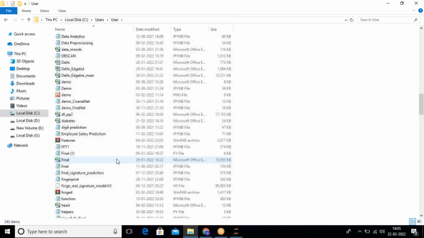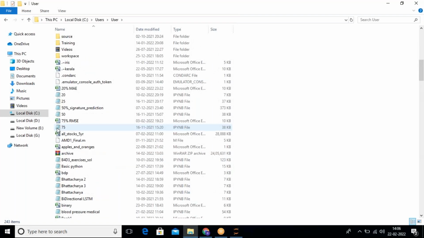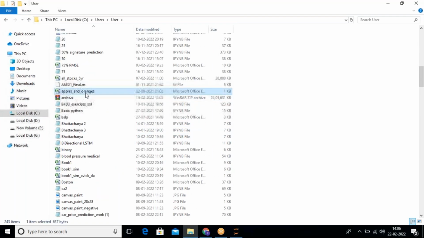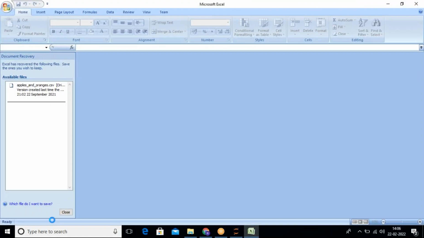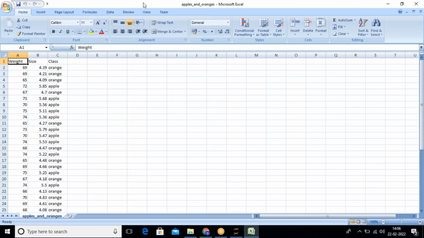Apples and oranges, no? Apples and oranges. So this is basically the thing. Wait, let me have a look at the data set. So what is actually the feature over here? The feature is the weight and the size. So here we have the data set. Very good.